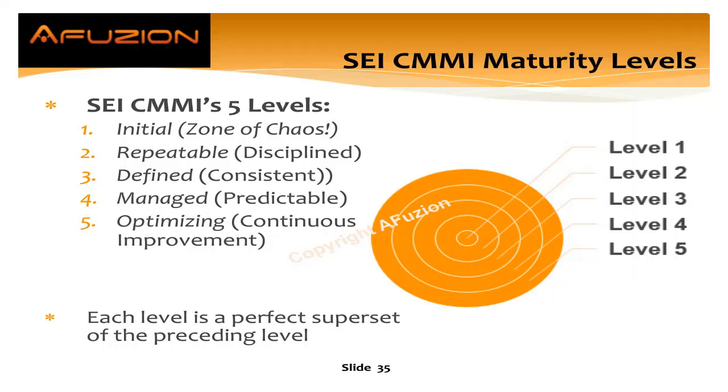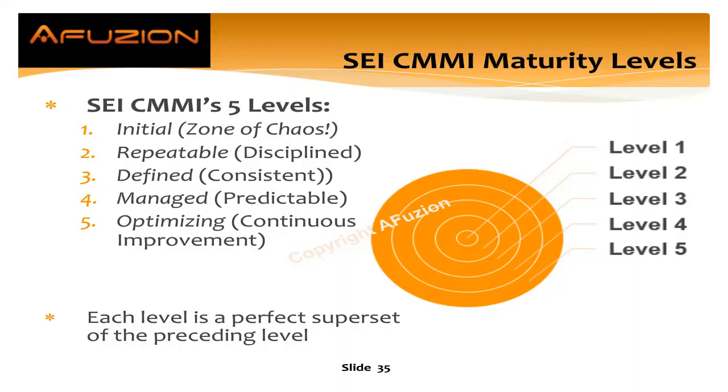Level 2, you have repeatable processes. Level 3, defined and consistent. Level 4, you include a feedback loop, metrics. You can predict and manage success. You can improve as you go. Level 5 is optimized, continuous improvement, with each level being a perfect superset of the other.